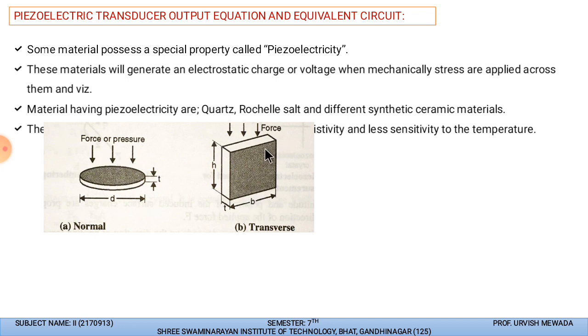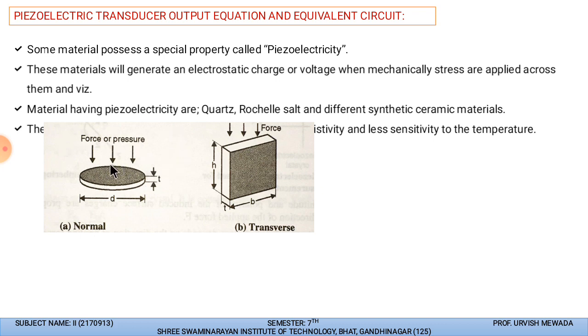So over here you can see that this is the height, and this is the breadth, and this is the thickness of the material, and we can apply force from here. We can use this device as per our requirement. We can give force from any direction, and it will produce the output perpendicular to the force applied. So to this material we can give force from this side also, but as per our requirement we can select the shape of the piezoelectric transducer.